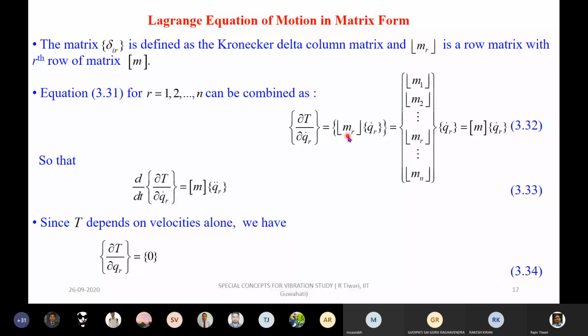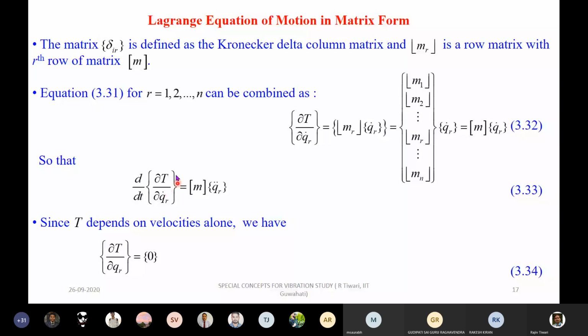You can see this q dot is common, and it will come out. Within this, m_r will be m1, m2, m3, up to mn, the row vectors of the mass matrix for 1, 2, r, n. So that means this becomes the mass matrix again. When we combine all the terms, we again get the mass matrix instead of a particular row of the mass matrix. So when we combine them all, we get the mass matrix and q dot.